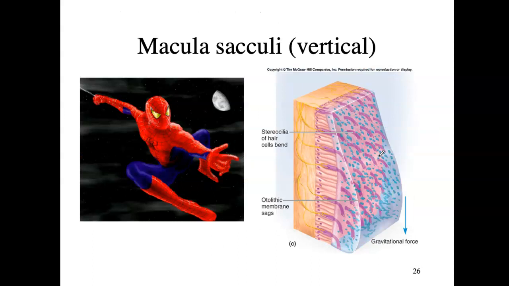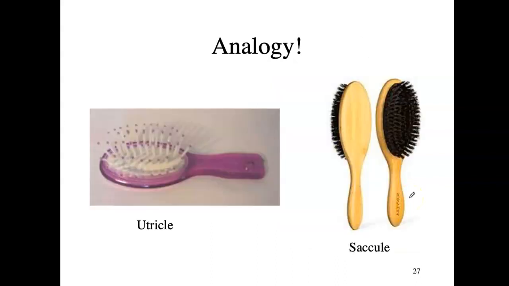If, however, you were Spider-Man and you're going up and down a wall, then the tilt is going to be different. Instead of straight out, the tilt is going to be down in this direction. And they too have the gel, and they too have the otoliths that are just going to accentuate that movement. I like the hairbrush analogy, where you have the utricle with the neurons and the saccule with the neurons. And those are going to bend depending on the movement that you make.